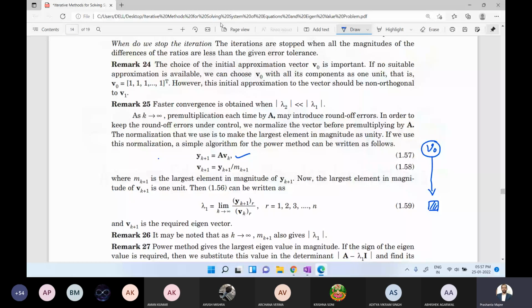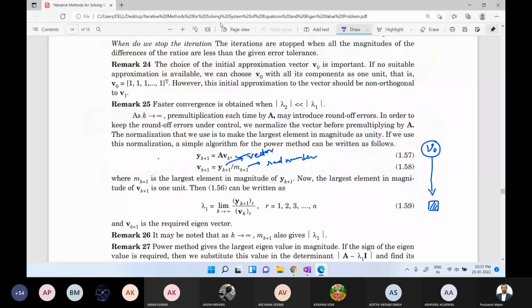You see, Yk plus 1 by Mk plus 1. Mk plus 1 is a real number, and Yk plus 1 is a vector. So Yk plus 1 by Mk plus 1 means you are dividing each component of Yk plus 1 by Mk plus 1.